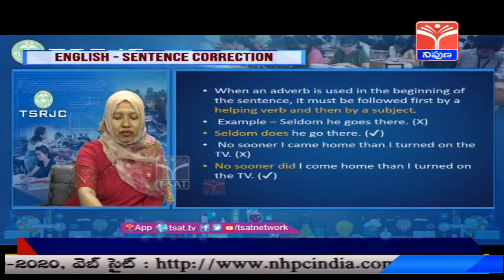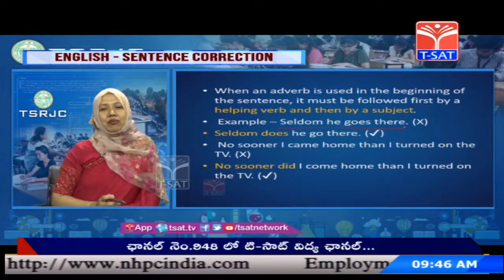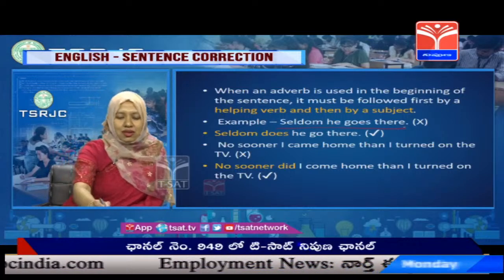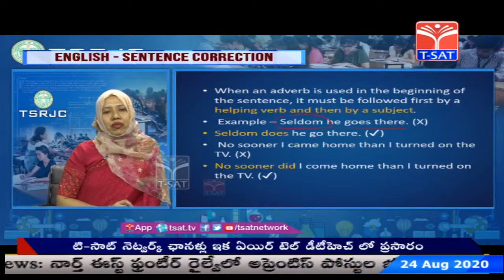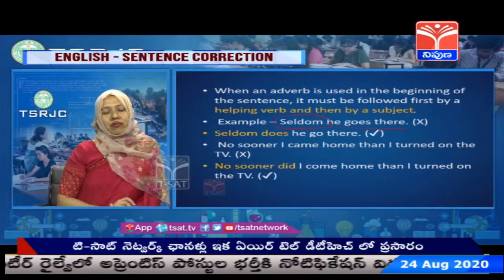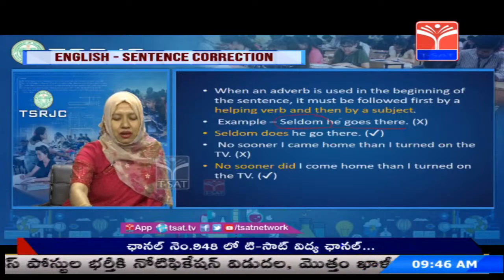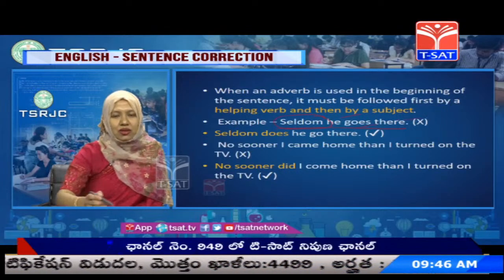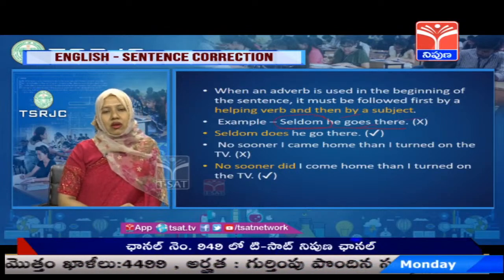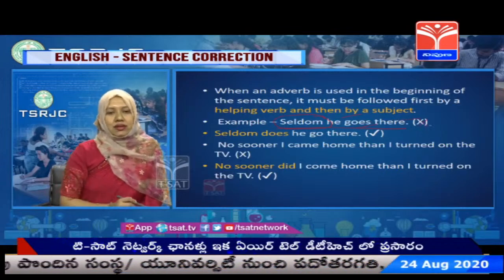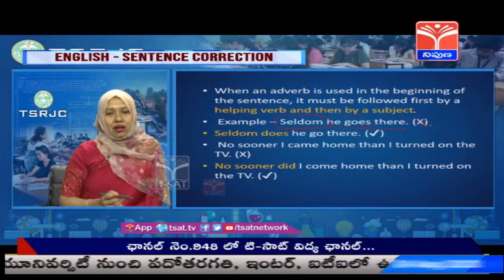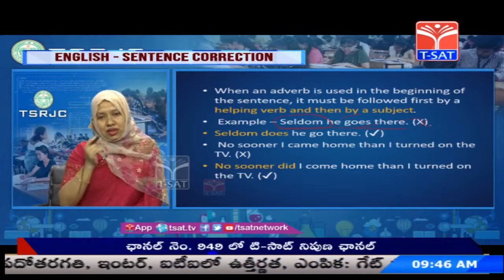Seldom he goes there. If you look at this example, this sentence is starting with an adverb. Seldom is an adverb. He goes there: he is the subject, goes is the main verb, there is the object. This is a wrong sentence. How should you say it? Seldom does he go there.